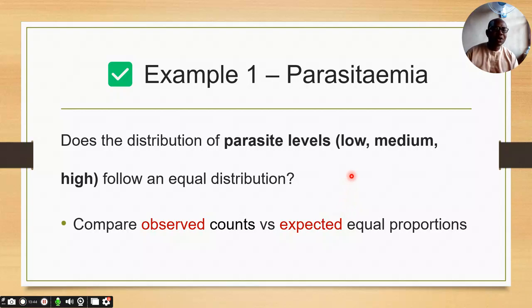Now, what we'll do after is that we're going to collect our sample, and that will be our observed. We now want to compare the observed with the expected. Let's see another example for clarity.